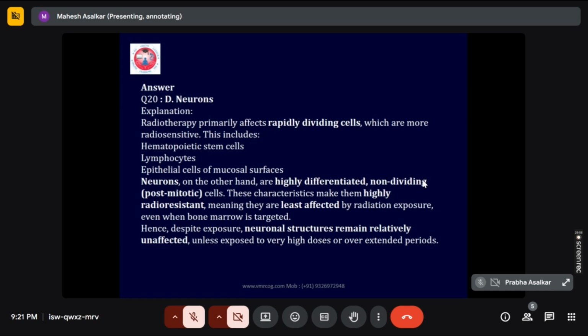Radiotherapy primarily affects rapidly dividing cells, which are more radiosensitive. This includes hematopoietic stem cells, lymphocytes, and epithelial cells of mucosal surfaces. Neurons, on the other hand, are highly differentiated, non-dividing or post-mitotic cells. These characteristics make them highly radio-resistant, meaning they are least affected by radiation exposure, even when bone marrow is targeted. Hence, despite exposure, neuronal structures remain relatively unaffected unless exposed to very high doses or over extended periods.